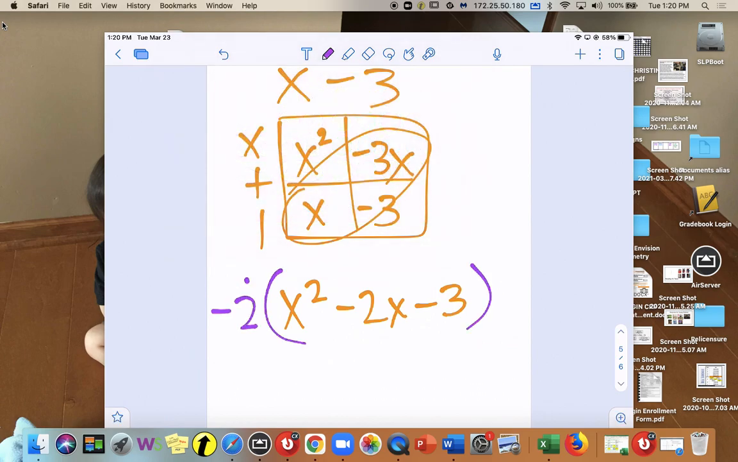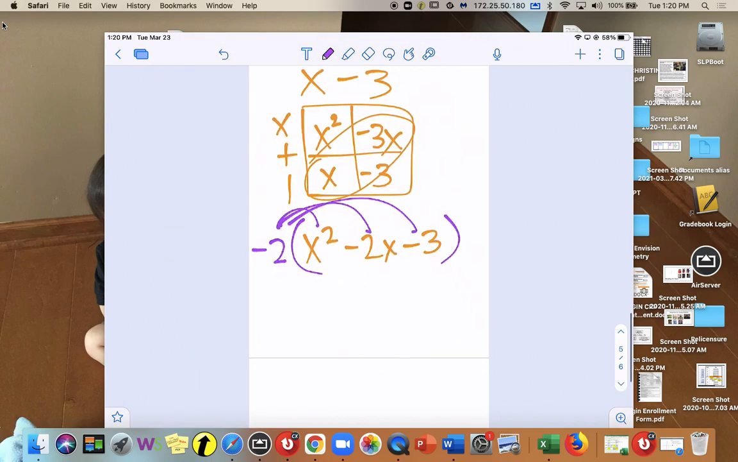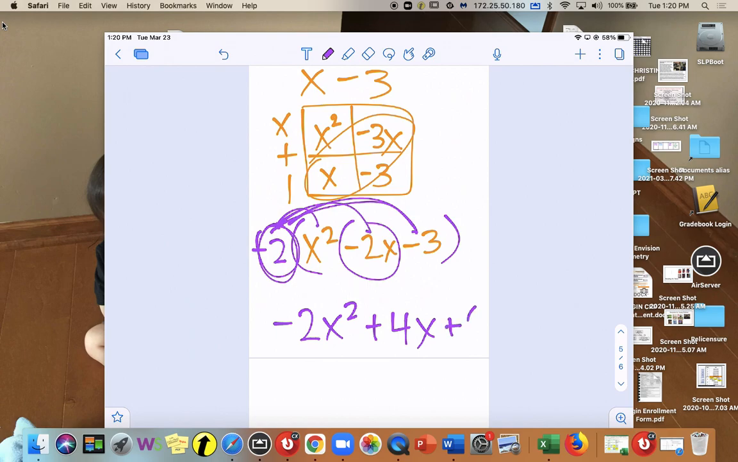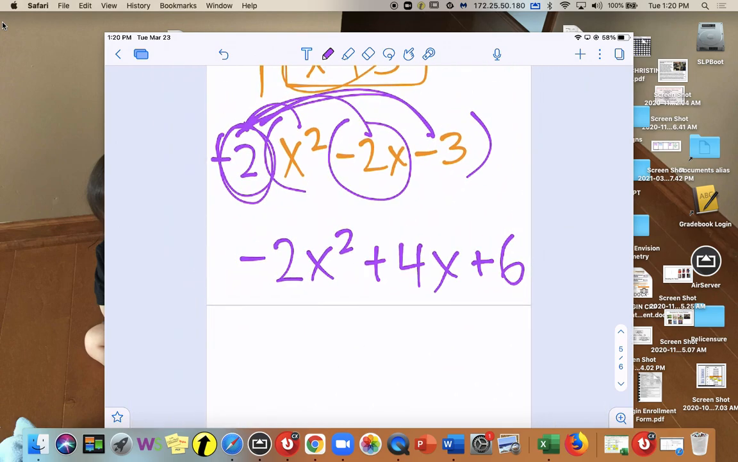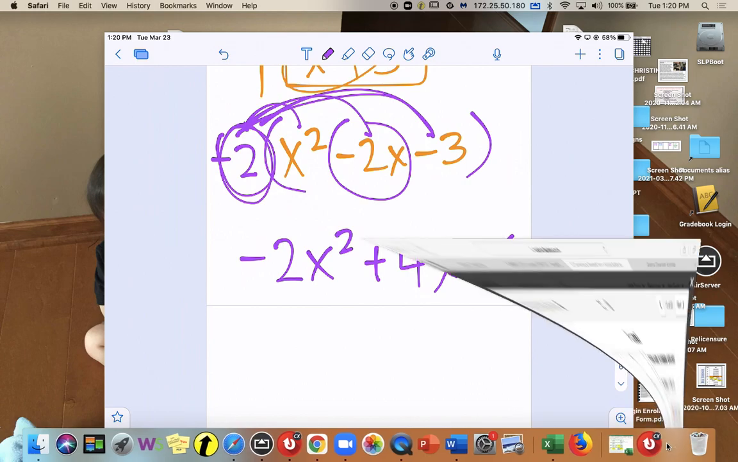So my last step is I'm going to multiply each of these by -2, and I'll get -2x squared plus 4x, because a -2 times a -2x is a 4x. And then a -2 times a -3 is 6. So here is multiplying out first the factors and then everything by -2. Here's what I get. Remember, a negative times a negative will be a positive. And let's type this in.